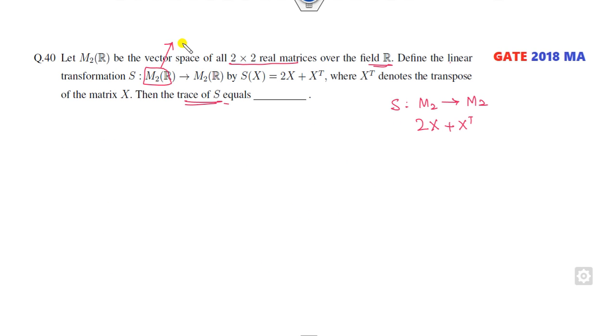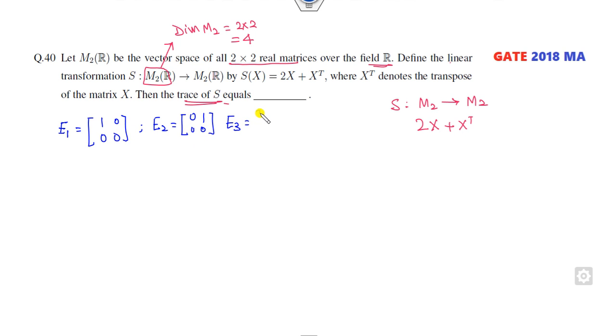What is the dimension of M2? It's 2 cross 2, that is 4. So what is the basis of this? If I call this E1, that is [1 0; 0 0], fine. The second basis is [0 1; 0 0], the third basis is [0 0; 1 0], and the fourth basis is [0 0; 0 1]. So I can substitute these values here.